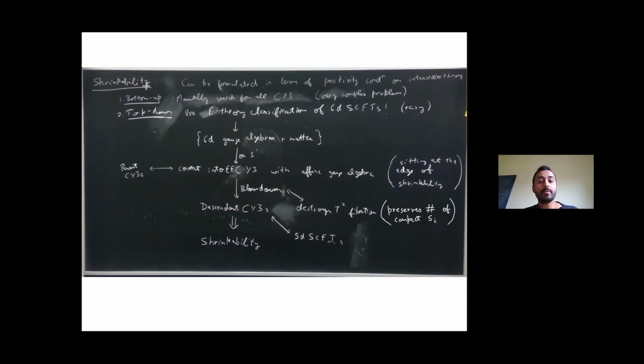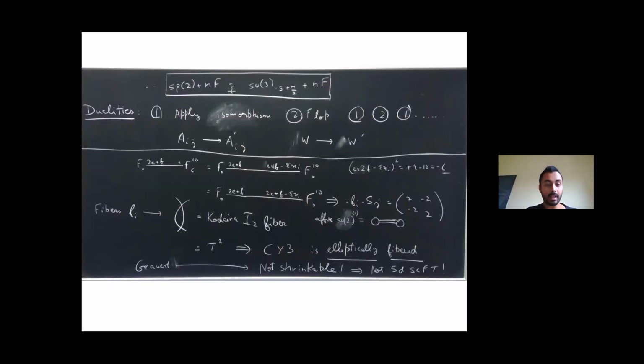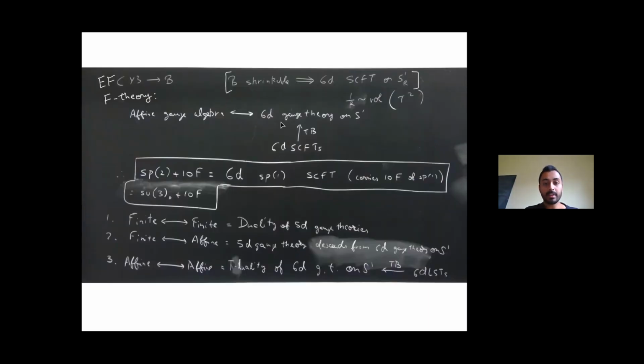So shrinkability can be formulated in terms of some positivity condition on the intersection theory. We already saw an example of this here. Right, so when we were discussing this SU2 gauge theory in 6 dimensions, here what happens is that the curve in the base is actually a -1 curve. So the base has a negative definite intersection pairing, and in this case it should be contractible. So it indeed UV completes into a 6D SCFT.